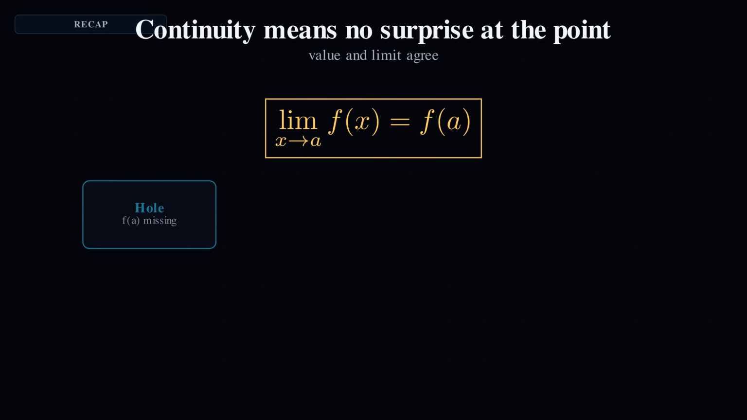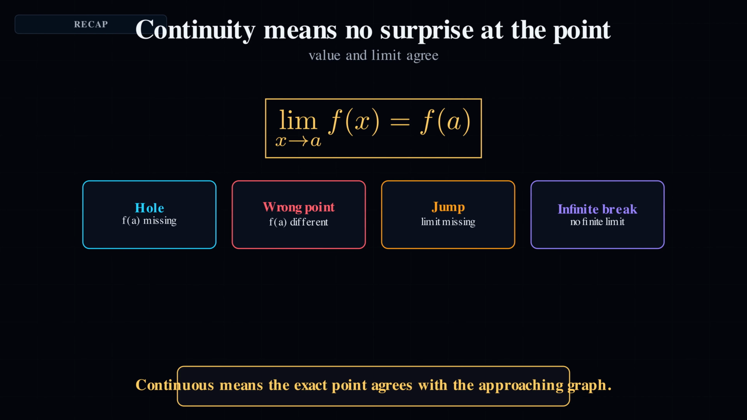Here is the complete idea. Continuity means no surprise at the point. The nearby graph approaches a height, and the function value sits exactly at that same height. A hole breaks continuity because the function value is missing. A wrongly filled point breaks continuity because the function value is different from the limit. A jump breaks continuity because the left and right sides disagree. An infinite break destroys continuity because the graph does not approach a finite number. So when you hear continuity, think: the graph approaches the point, reaches the point, and agrees with the point.